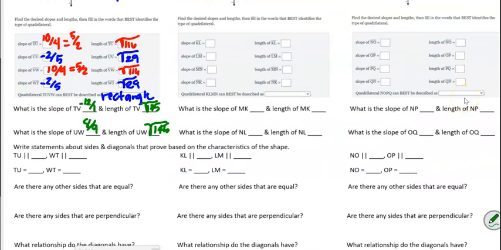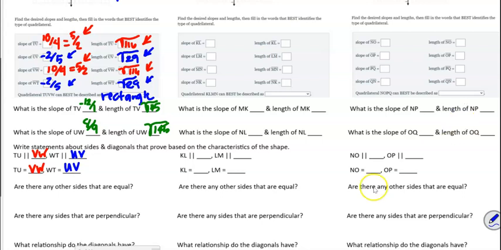Then it says write some statements about the sides and the diagonals and prove based on the characteristics of the shape. Okay, so we're going to talk about TU. Right there is parallel with what? VW, right? Then WT, notice right here, WT is parallel with what? UV, right? Okay. And the side lengths, TU is equal to VW. And then WT again, notice these two are both the square root of 29, right? So this is also going to be UV.